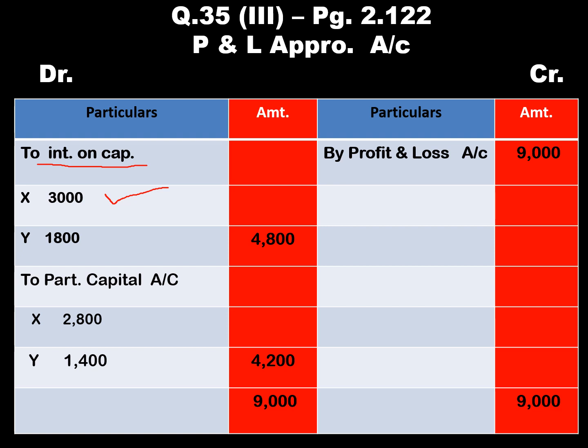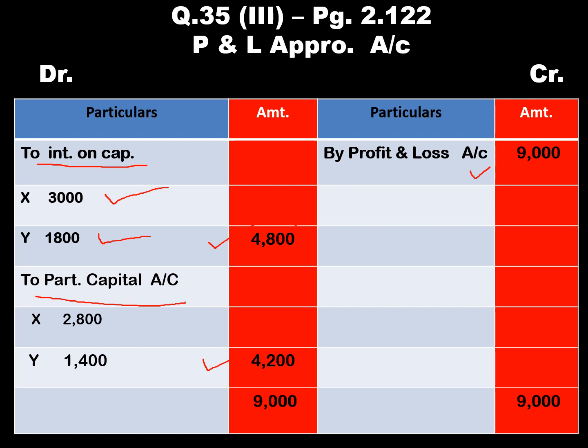X will get 3,000. Y will get interest at 6% on 30,000, so 6% of 30,000 is 1,800. So in total they are getting 4,800 rupees as interest. Out of 9,000 rupees profit, 4,800 has been given as interest on capital. Now the remaining amount, the balancing figure, is 4,200. This 4,200 will be divided among the partners in their profit sharing ratio, which is 2:1.